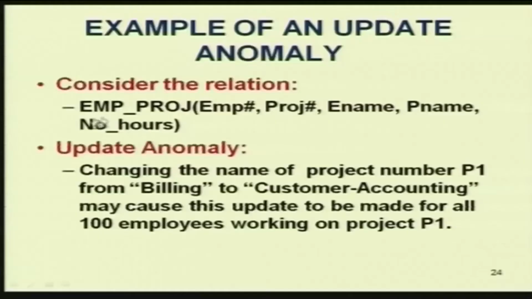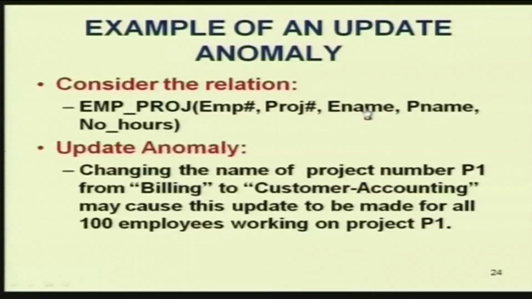Let us take an example of an update anomaly. Let us consider the relation employee project, where you have employee number, project number, the employee name, the project name and the number of hours. Please note, here we have mixed 2 entities, employee and project, because employee number and employee name have to do with the entity employee, while project number, project name and number of hours have to do with the project.